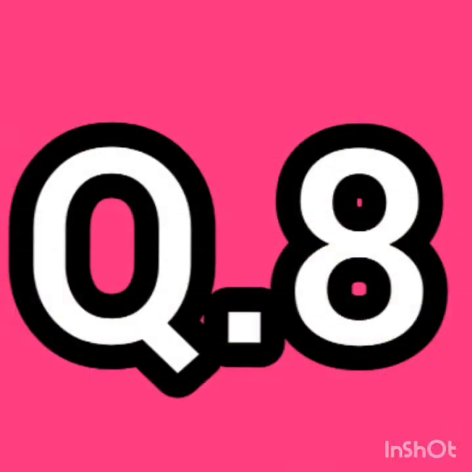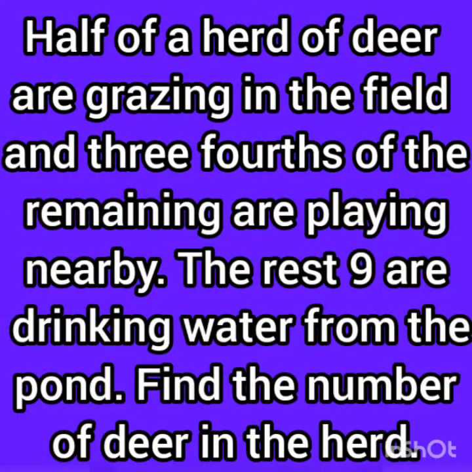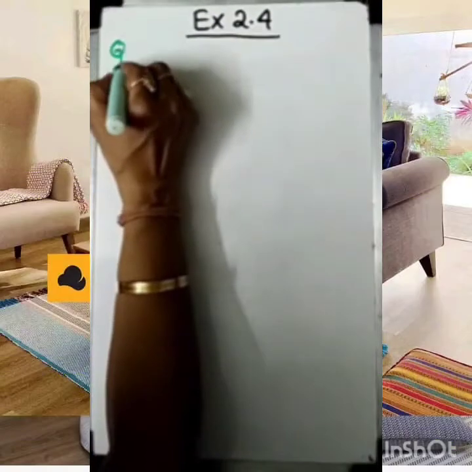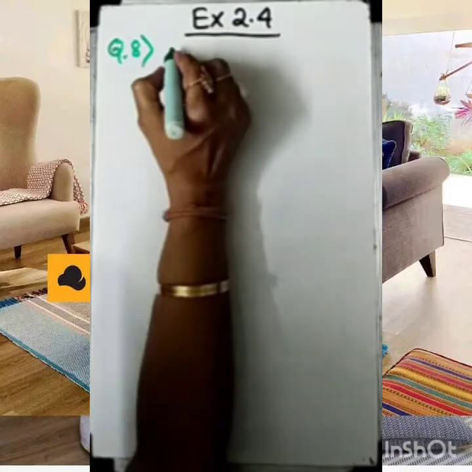So, my dear student, exercise 2.4, question number 8 is on your screen. The question is, half of a herd of deer are grazing in the field and 3/4 of the remaining are playing nearby. The rest 9 are drinking water from the pond. Find the number of deer in the herd. Okay, we have to find the number of deer in the herd that we do not know. So let me write the question in short first. That is half of a deer.